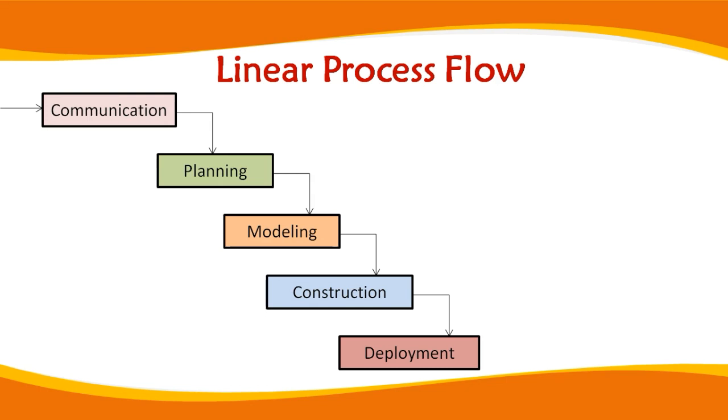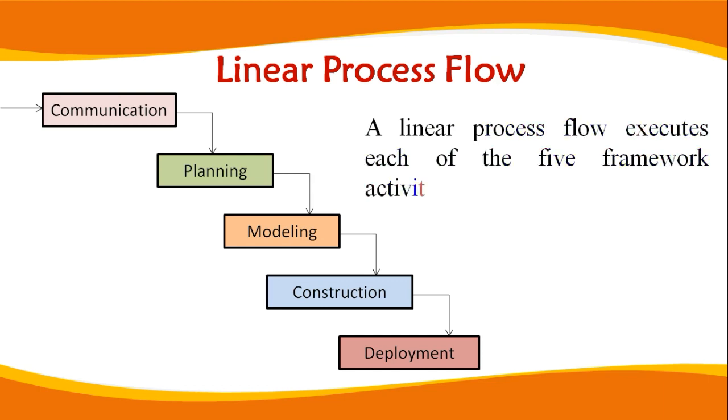Now let us see the definition of linear process flow. A linear process flow executes each of the 5 framework activities, that is communication, planning, modeling, construction and deployment, in sequence or linearly, that is one by one.